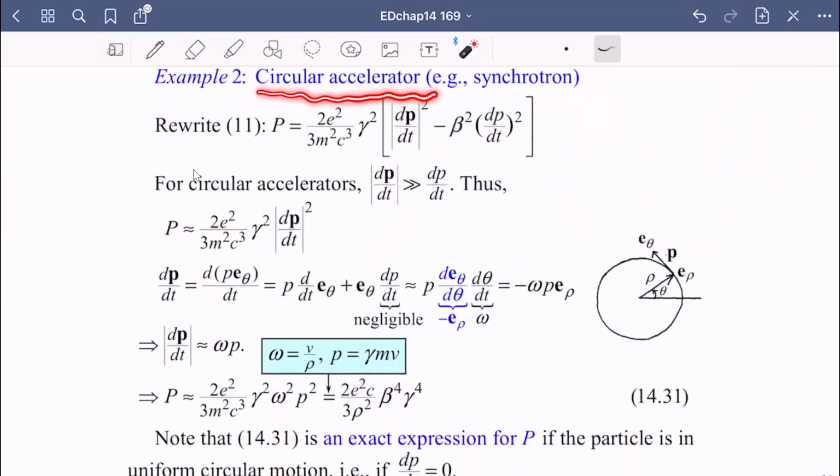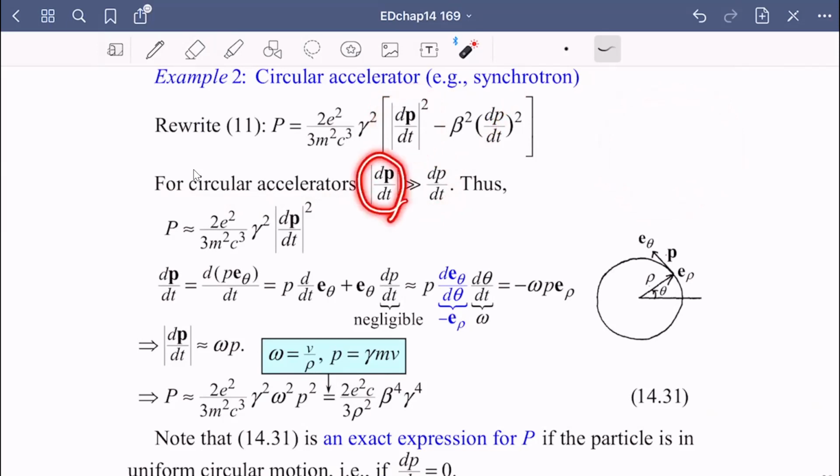Second, if we have a circular accelerator, for example a synchrotron, let's use this equation again. Circular accelerator, 绕圆圈的. It's not constant motion, it's circular motion. Therefore, the change in P will be very small. The absolute value will be almost constant, and therefore the contribution from this one is small. All we need is this one.